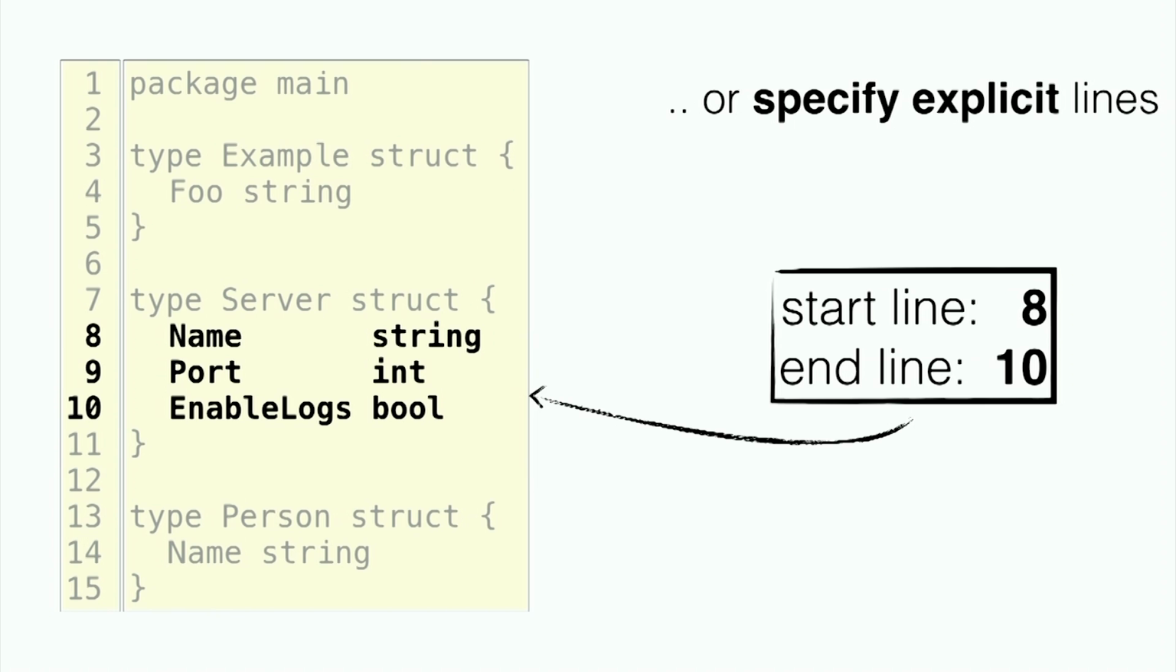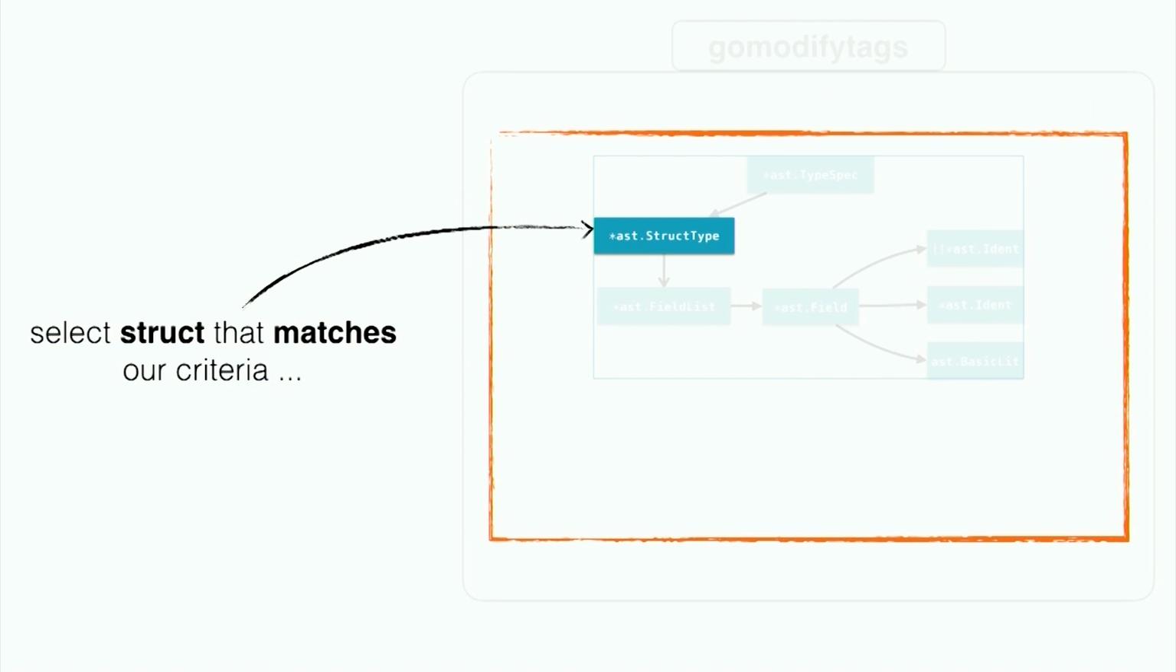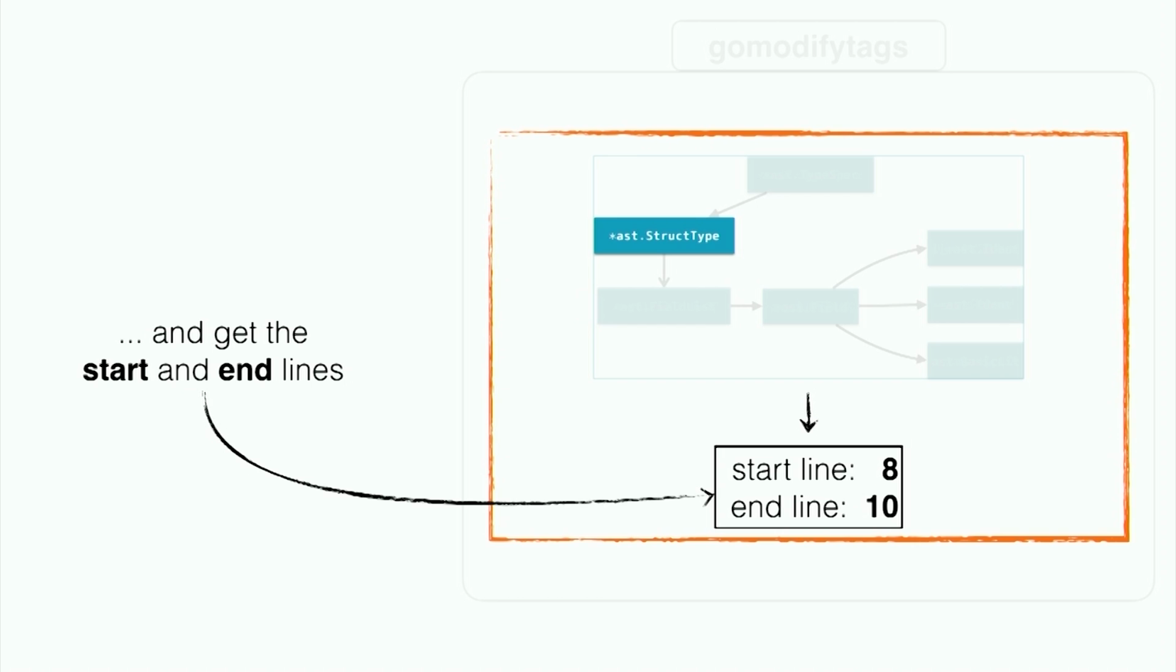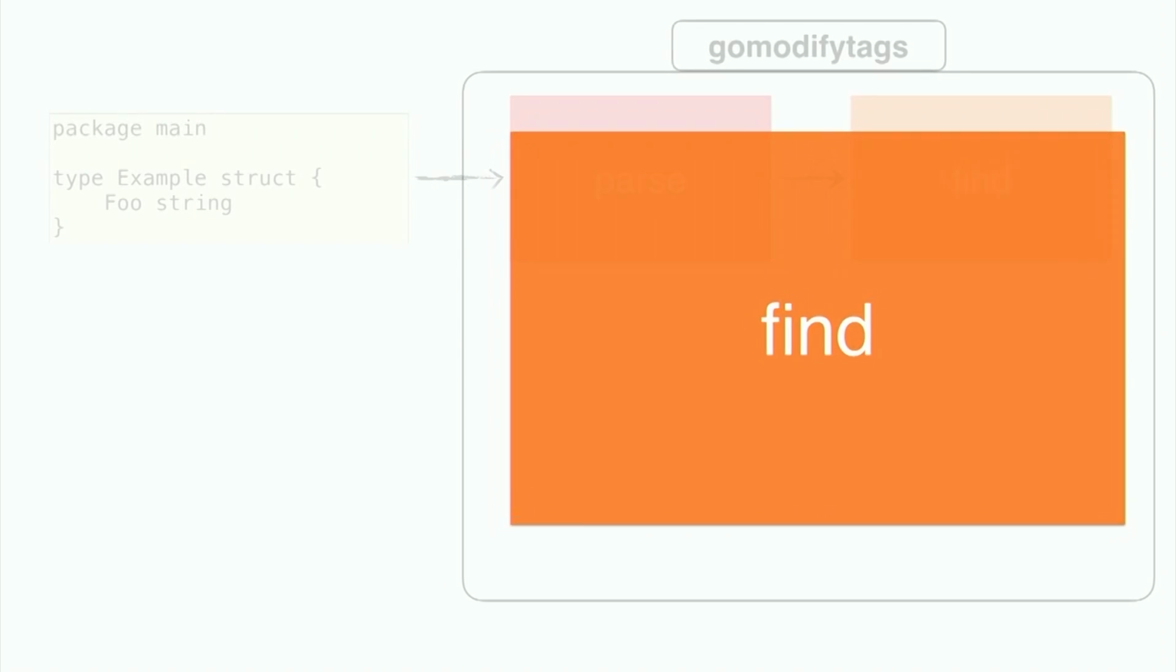And the third mode is just passing the lines, 8 and 10. How is this useful? Suppose in your editor, you just select the lines, and that's it. You give the tool the lines themselves instead of telling it what to look for. Or for example, here it selects just one single line, which means that the starting and the ending line are the same number. So we select the struct that matches our criteria, which then returns the starting and ending lines. So this was the find part.